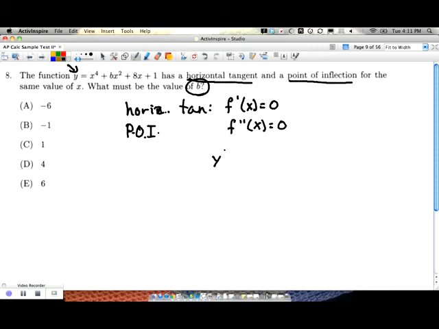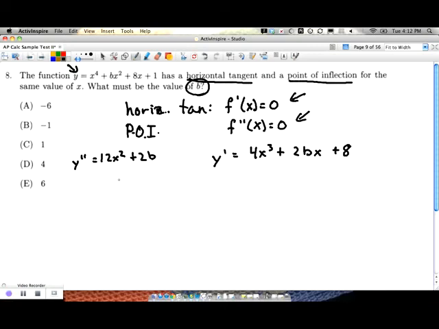So let's do that. Y prime, our first derivative, is going to be 4x cubed plus 2bx plus 8. Y double prime is actually the derivative of that, and that's going to be equal to 12x squared plus 2b. Now something interesting happens here because we know that the first derivative equals 0 and the second derivative equals 0. So let's use that information to help us solve for b.